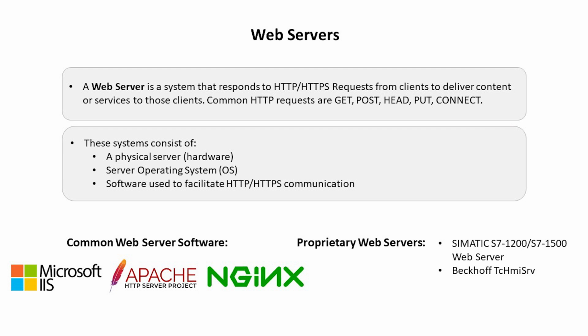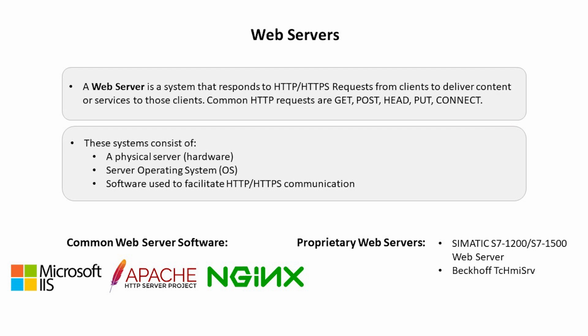The main parts of a web server are the physical server, what we would consider the hardware, this server running whatever server operating system it is, and then the software used to facilitate the communication over HTTP. Some of the most common web server software is Microsoft's IIS, Apache, and Nginx. Those are running on a lot of platforms out there to deliver content to the web. Those are three of the most popular.